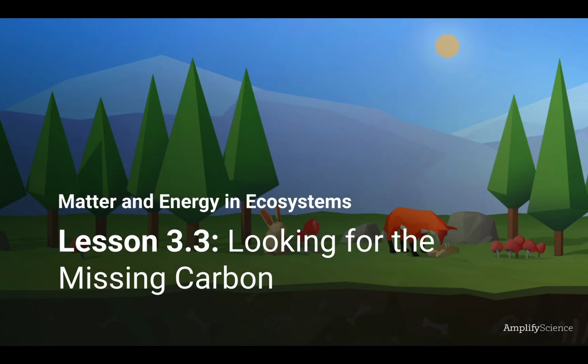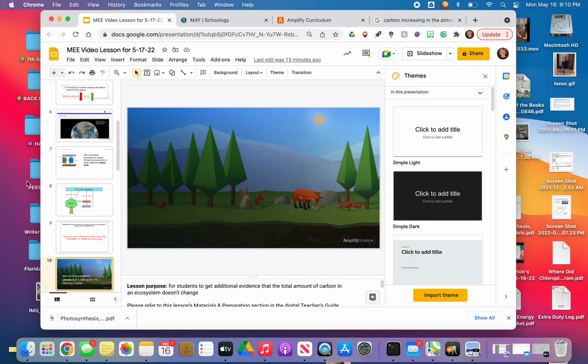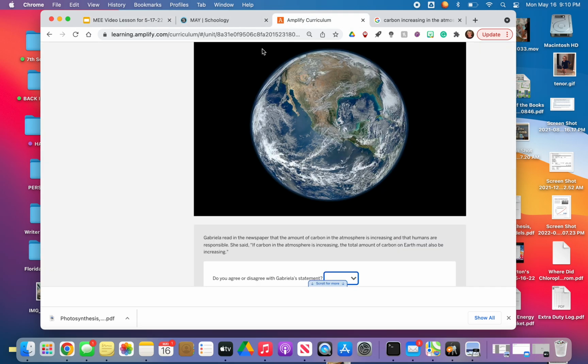Okay, so now that you're done with your model, I want you to go ahead and jump over to lesson 3.3. We're skipping everything else in 3.2 and jumping ahead. And let's take a look at this one. It's called Looking for the Missing Carbon. And this is where we're coming back to the biodome, and we're trying to figure out what's going on. How come we've got some missing carbons in the decomposers, or missing decomposers? I'm going to jump back to Amplify.